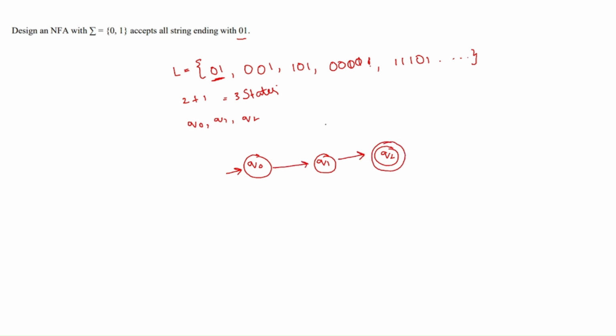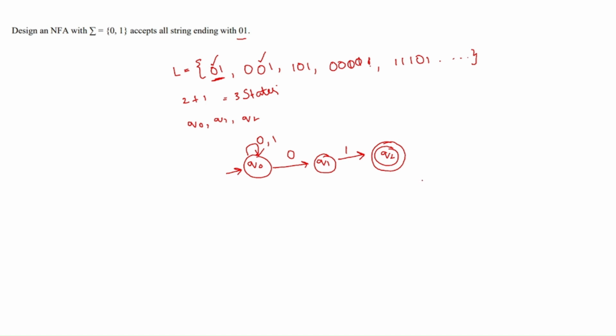As all the strings should end with 0 and 1, we achieve this one, that is 0 and 1. Then 0, 0, 1. So if q0 has 0, 0, 0, 1, we have achieved this. Next one is 1, 0, 1. So for 1 also it goes on a self loop. So through this transition diagram we can see that all the strings which end with 0 and 1 are accepted by this.